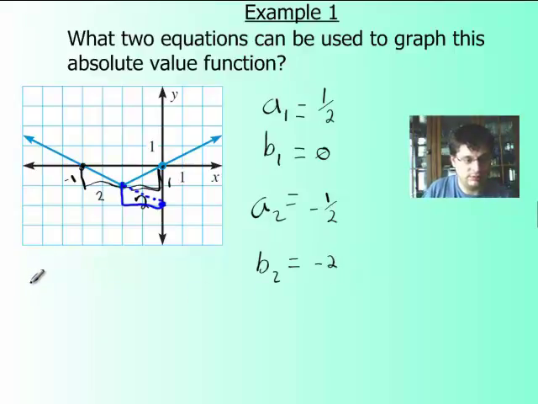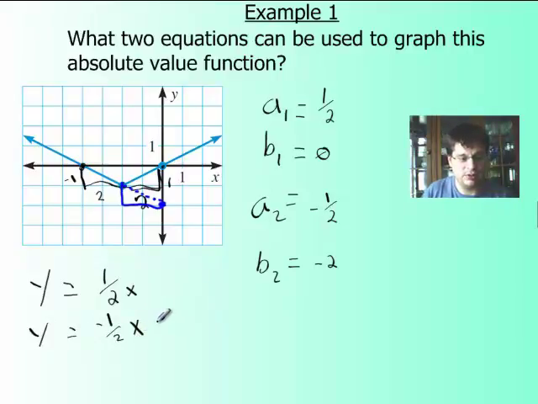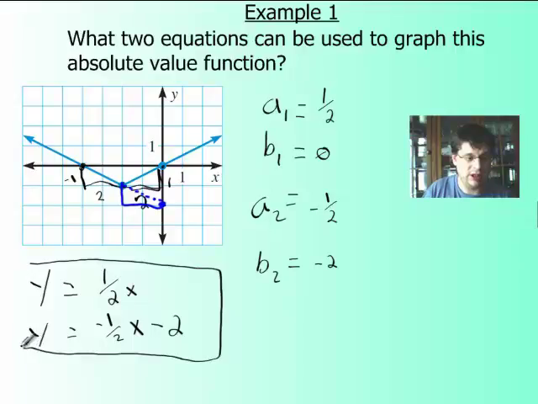So my first line, y equals slope of 1/2 x. Since my y-intercept is 0, I'm going to stop there. And then for my second line, y equals -1/2 x. And then my y-intercept is -2, so I'll put -2. So there are my two equations, linear, meaning they make a line, and that would fall in place with the absolute value function.